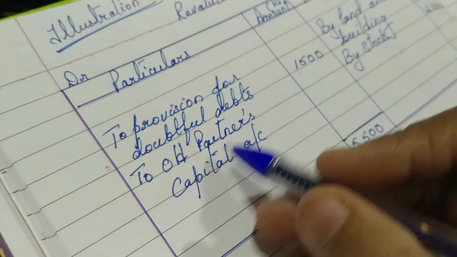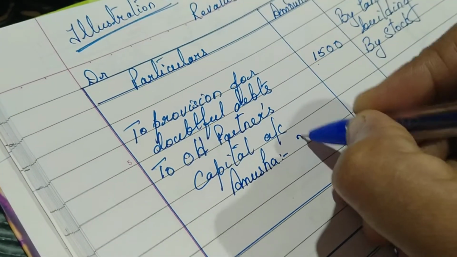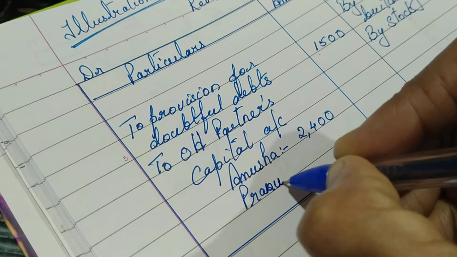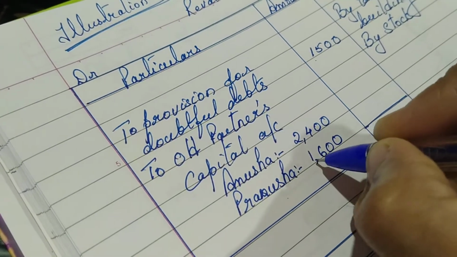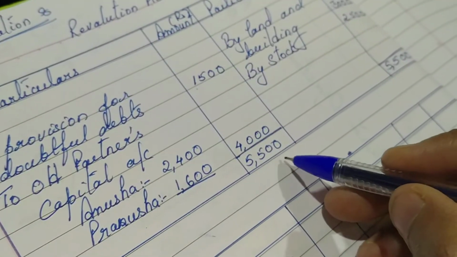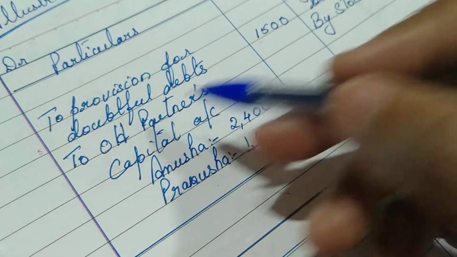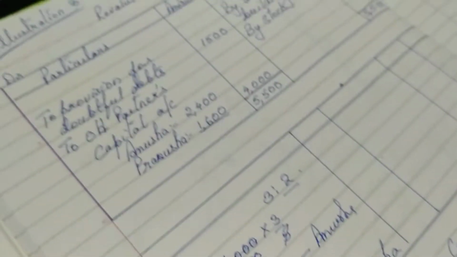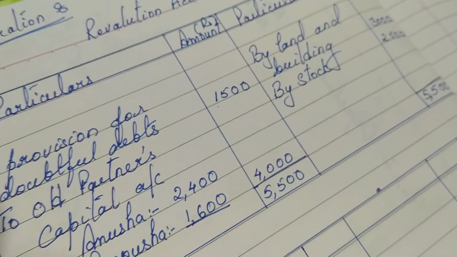Here you have written old partners' capital account, then you will mention Anusha, 2,400, and Pranusha's share is 1,600. Which means 4,000. Now the total will come to 5,500. Now where are we going to show this profit? I'll tell you once we start the partners' capital account. So this is how your revaluation account is going to look, dear students.